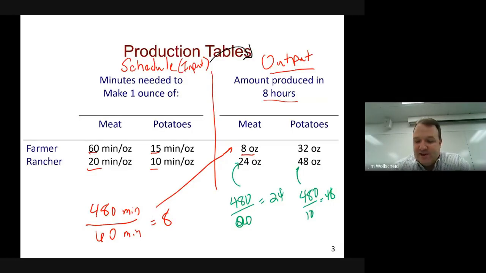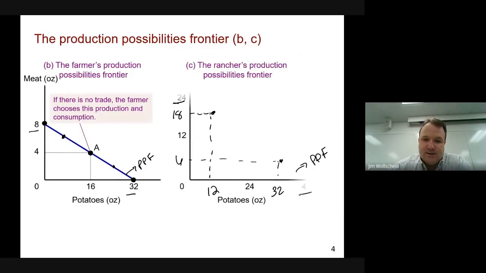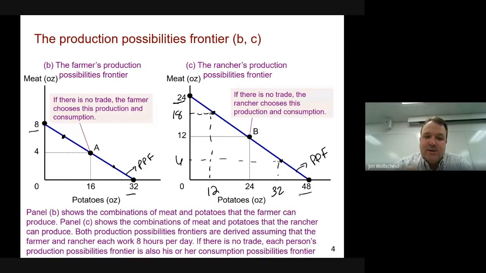And I said, well, if they devote a quarter of their time to potatoes and 3/4 of their time to meat, so they devote 2 hours to potatoes and 6 hours to meat. How much meat can they produce in 6 hours? Well, for the rancher, it's 18, and they can produce 12 potatoes in 2 hours. So this is just kind of talking about how we allocate time.